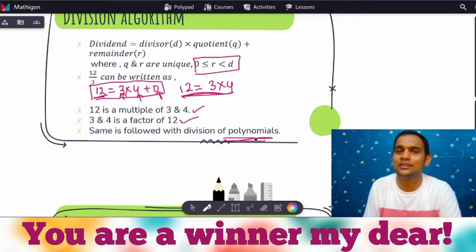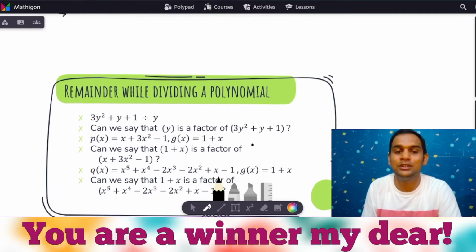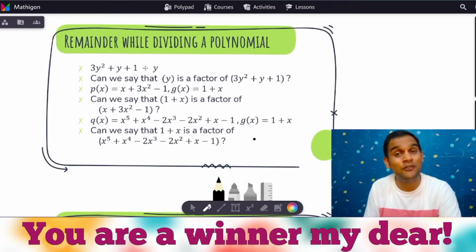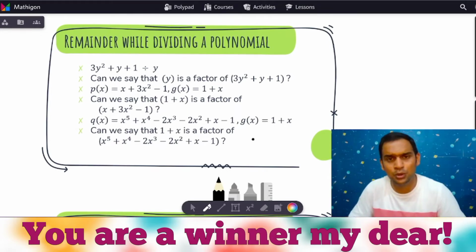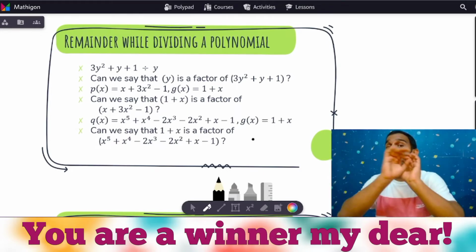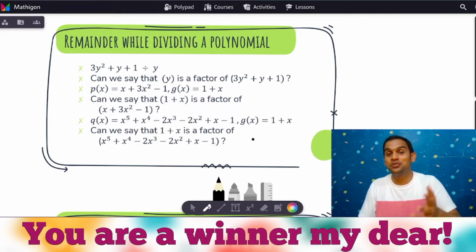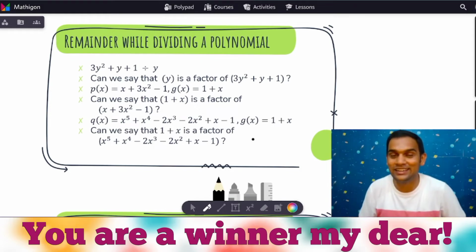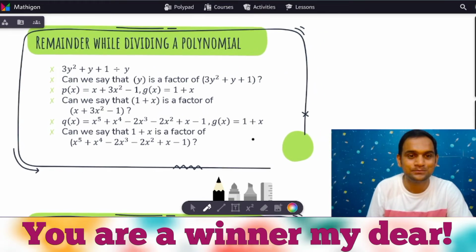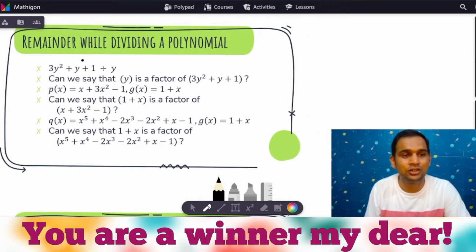We will start with a few examples of division. Now, so far in class 8, whatever division you would have done with algebraic expressions, you might not have ever got a 0 as a remainder. But let's try to do some division here. Are we getting a remainder other than 0? Let's try to understand.